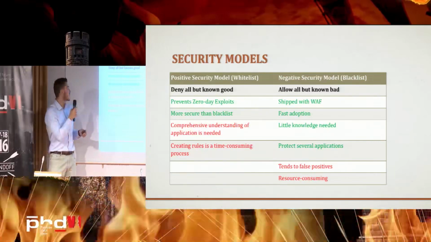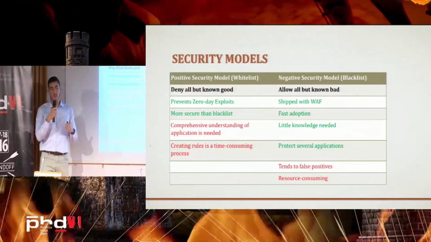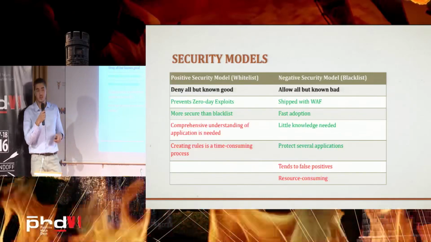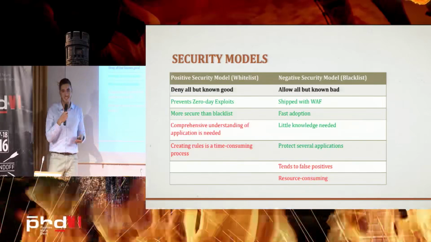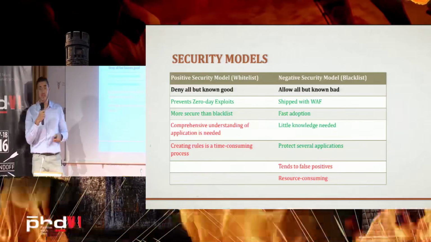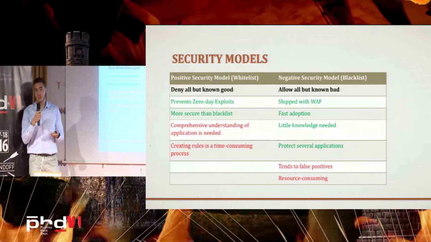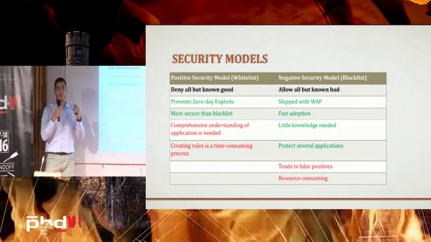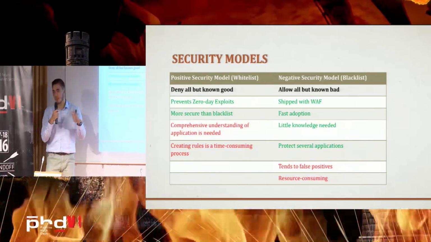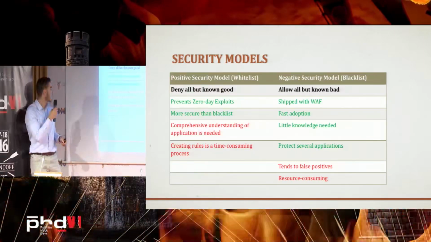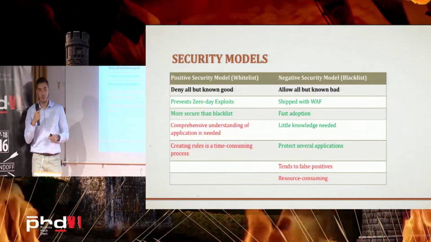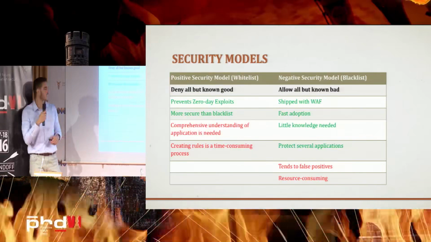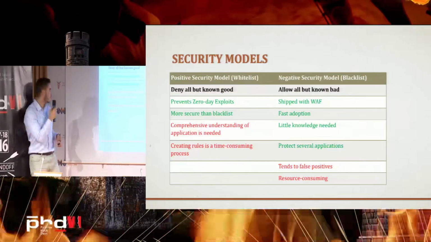The advantage of a positive security model is that it prevents zero-day exploits. So if there is a new exploit on the market, if there is a new exploit found by a hacker, probably it won't be useful against a positive security model because we have defined what is okay, and everything that isn't okay will be denied. And it is more secure than a blacklist model. Okay? We will just in a minute talk about the blacklist model.